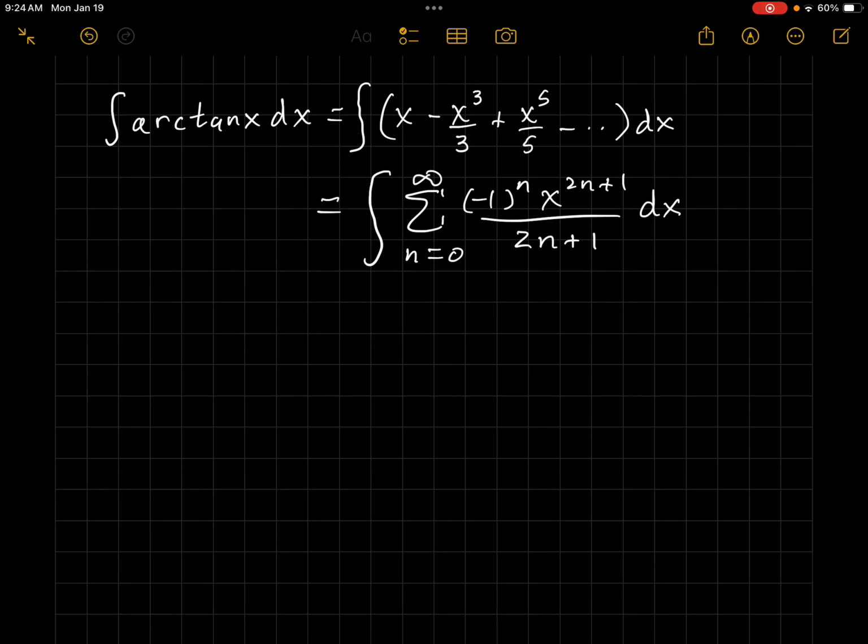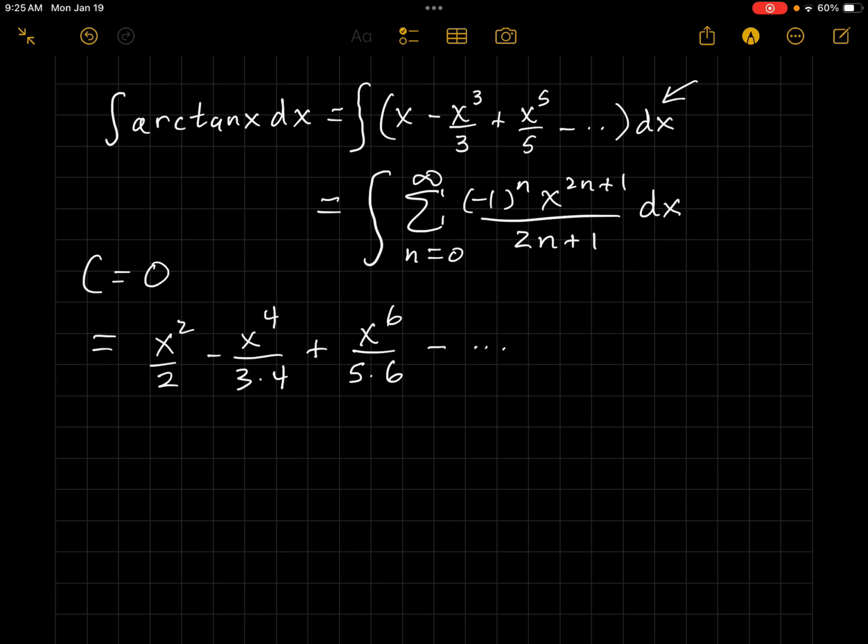So let's integrate the series over here just to check ourselves. And for the sake of simplicity, let's let our constant of integration equal 0. It doesn't have to be, but let's just say that so we don't have to worry about finding it here. If I integrate the series, I get x squared over 2 minus x to the 4th over 3 times 4 plus x to the 6th over 5 times 6 minus etc.